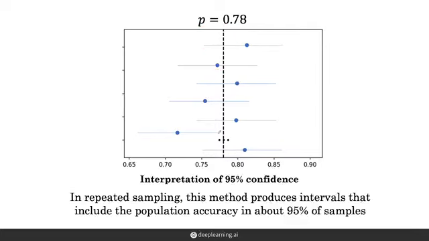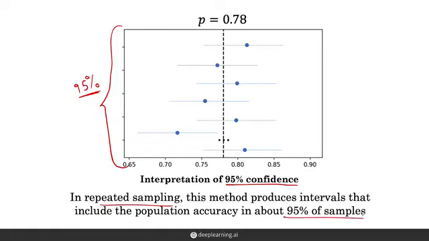In fact, when we have 95% confidence intervals, 95% of these samples will contain the population accuracy. 95% is what's called our confidence level. Thus, the interpretation of 95% confidence is that in repeated sampling, this method produces intervals that include the population accuracy in about 95% of samples.